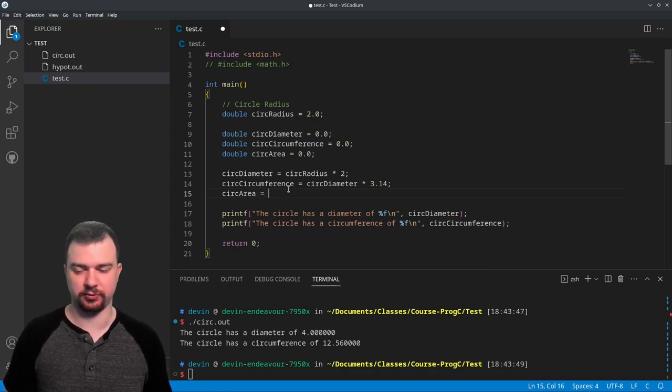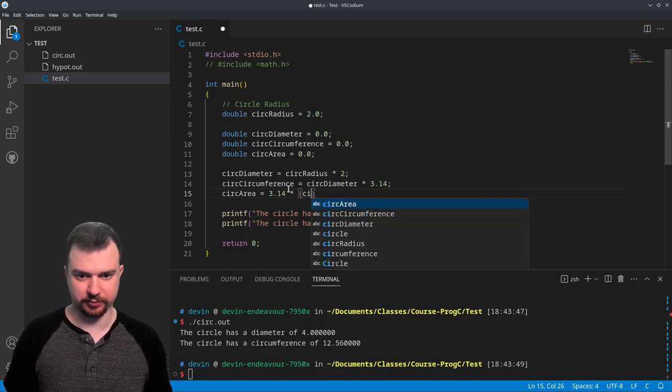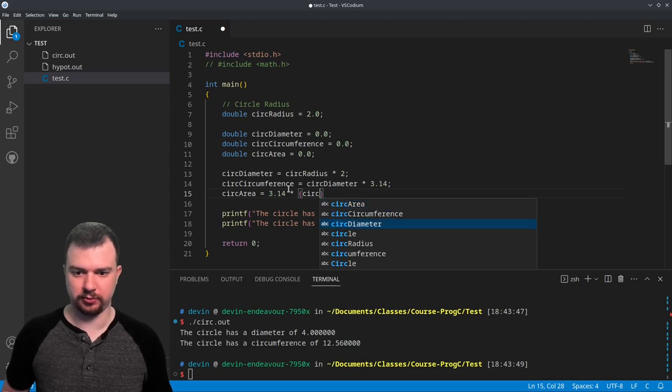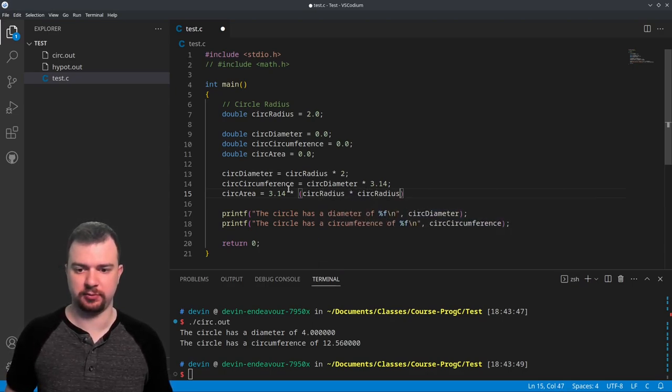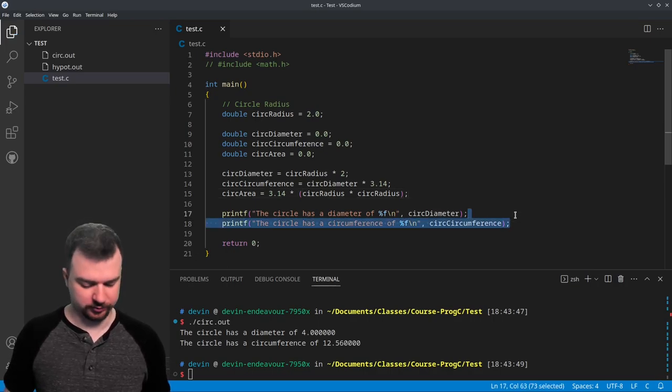So area equals pi r squared, if I'm not mistaken. Let's do 4 times radius squared. Well, we have circ radius. Circ radius. I think that should be good.